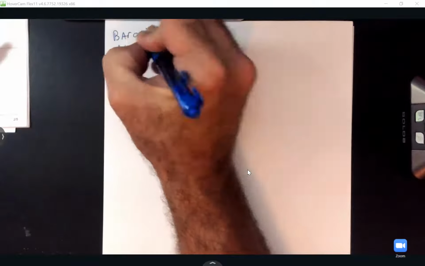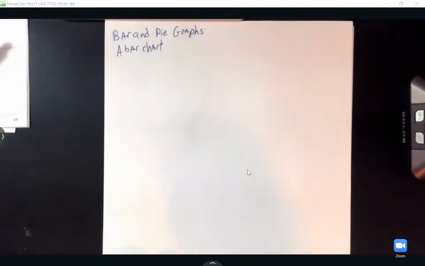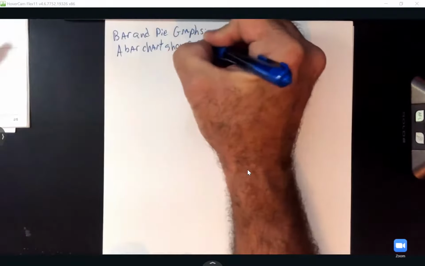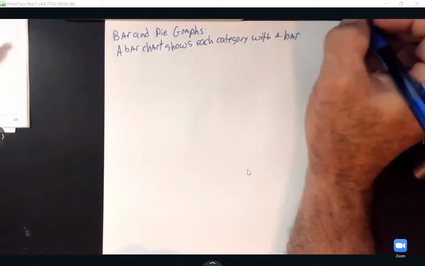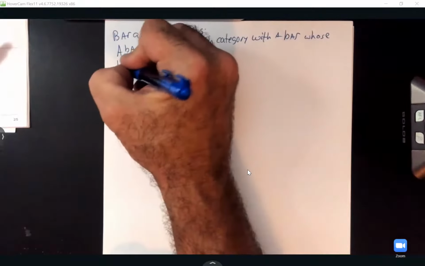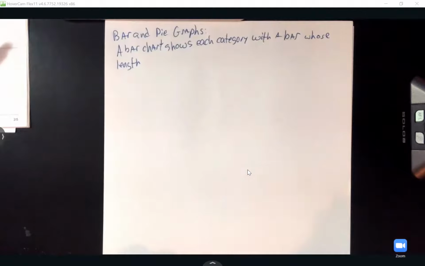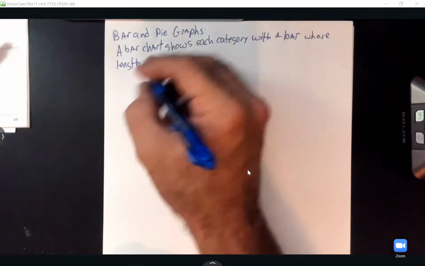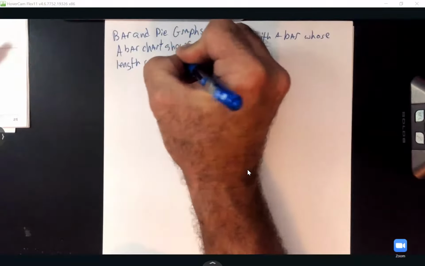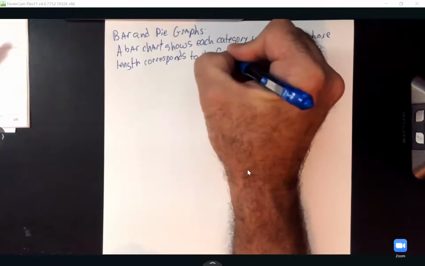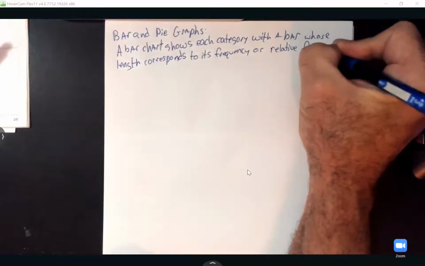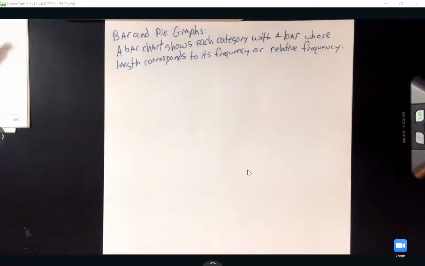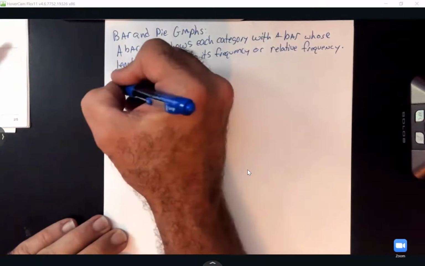So a bar chart shows each category with the bar whose length corresponds to its frequency or relative frequency. And usually when they're doing relative frequency, they sort of like to put that in percent form, okay? So now let's look at a pie chart.